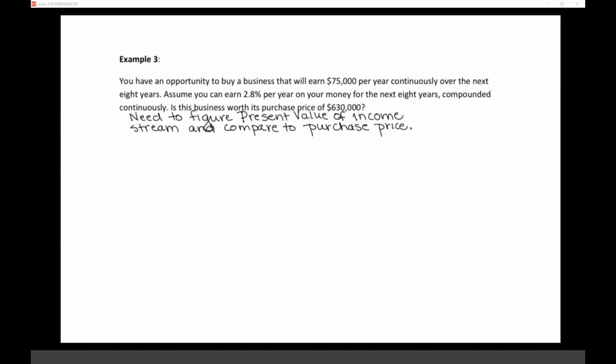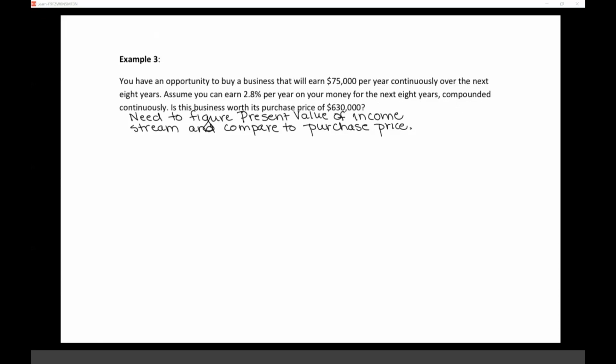So that's a statement in English of what I want to do. And it's always a good idea, before you just jump in, to sit and think about what they're asking. Well, they're saying, is it worth spending $630,000 to buy this business today? And you know a couple of things about it. You know it earns $75,000 a year continuously for the next 8 years. And you want to know the value of that income stream today compared to what I can earn on my money if I invest it.